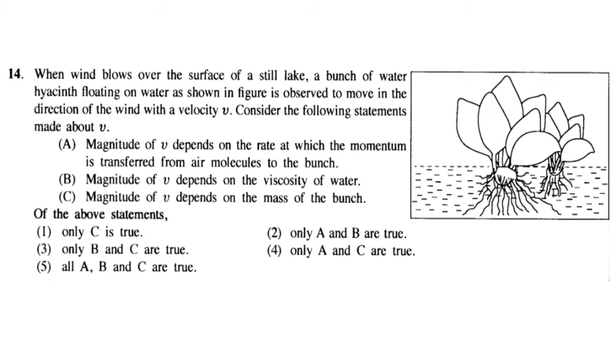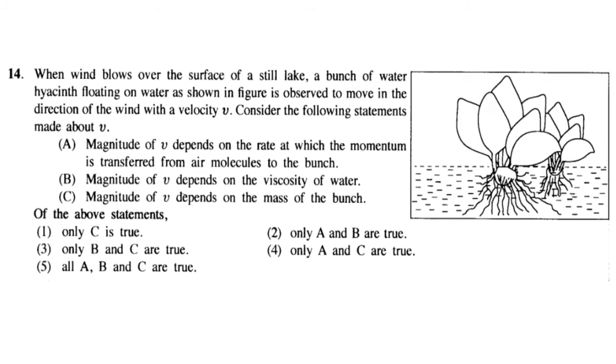B. Magnitude of v depends on the viscosity of water. Now when it is floating, when it is moving, there will be a viscous force opposite to the direction of the motion. So with this viscous force, this bunch will move with a decreasing velocity, that is with deceleration. So velocity decreases. So B is right. v depends on the viscosity of water.